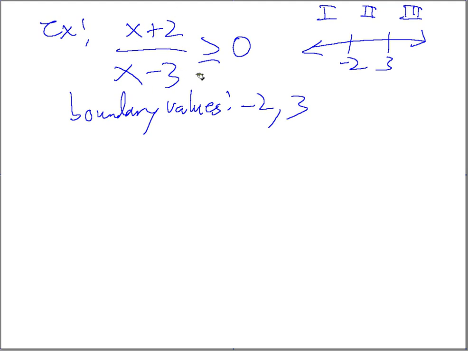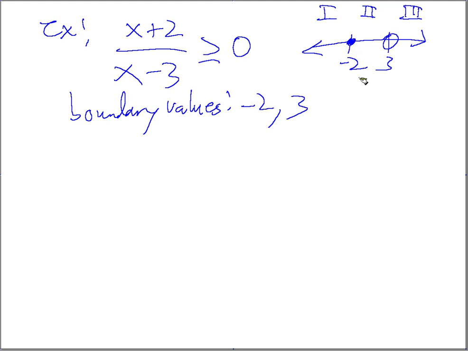Remember that, it's not okay to have a 0 on the bottom of a fraction. So we're including the -2, so closed circle, but not including this 3. So make an open circle at 3, meaning that we're not going to include the 3 because it makes this fraction undefined. All right. So again, key concept there: include the -2 because of the equal sign.